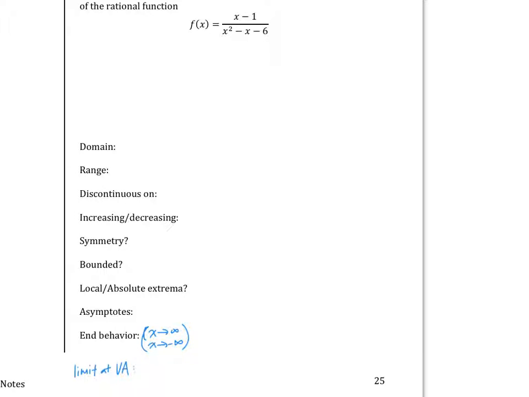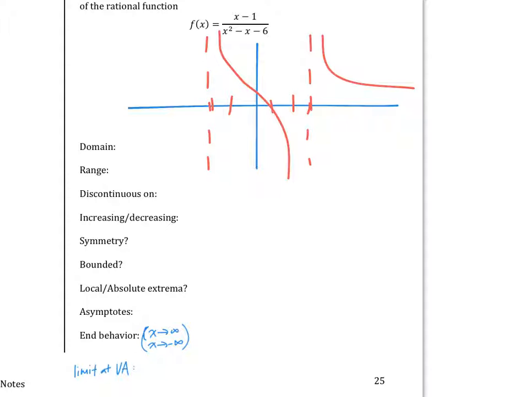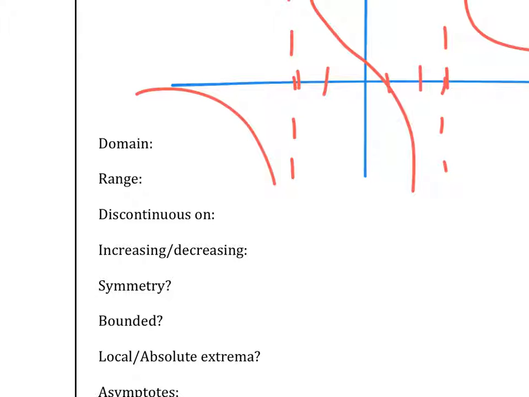All right. Let's go over the answers. Let me draw the graph first. All right. Let's start with Penny. Domain. You pick the points that you cannot have.